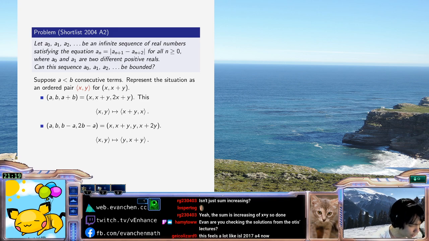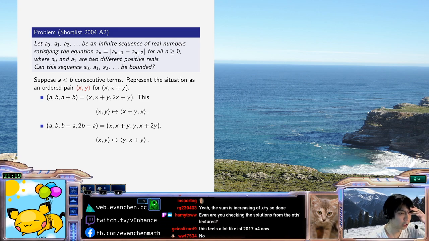Are you checking the solutions from Otis lectures? Yes, I've had a longer backlog than usual, so it's slower. Like, it takes me a day to get to it instead of 12 hours on average. With some rage. I think there's some that I've sat on for 2 days, and then I felt really bad. But there's just so many now.